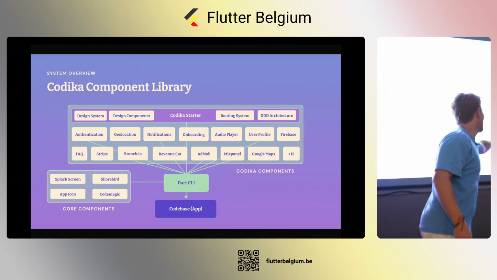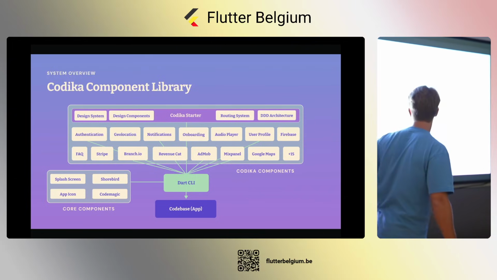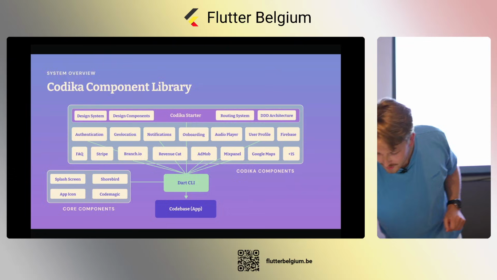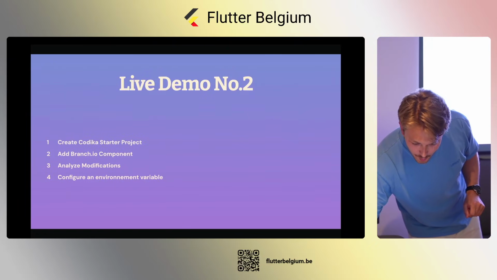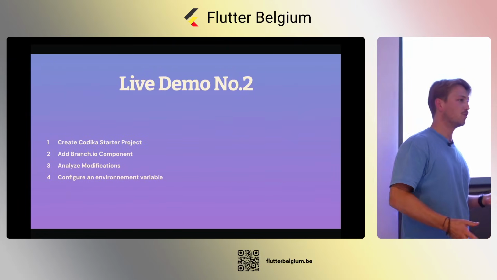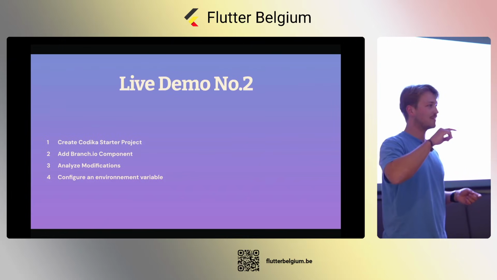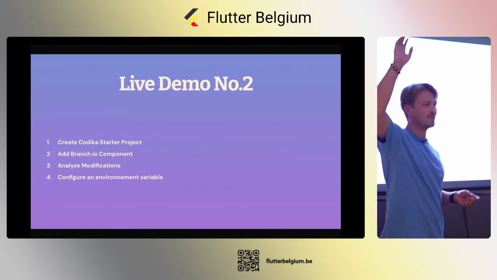All right, so those are the Codika components. There are many more. And I want to show you one particular one, which is about branch.io. Does anyone not know branch.io? Please raise the hand. Okay.